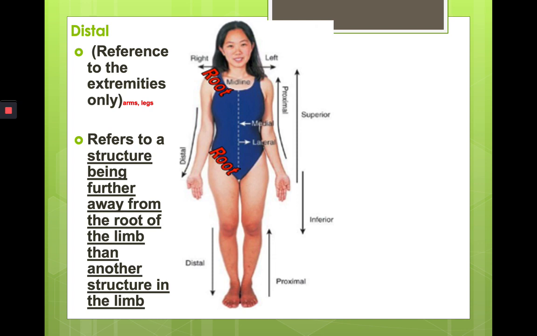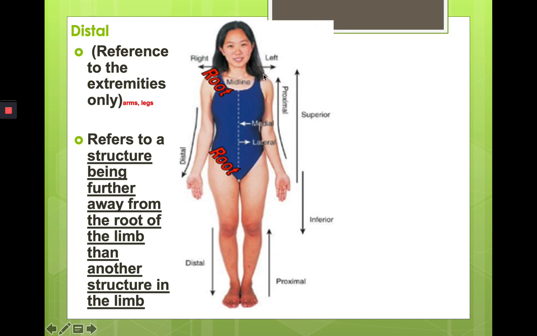Distal, when we describe structures as being distal, we're referring to the extremities only. So that's your arms and your legs. And so distal refers to a structure being further away from the root of the limb than another structure. If you don't know where the root of a limb is, it's where the limb attaches to the torso or the main part of the body. So this is the root right here. This is where the arm attaches to the torso.